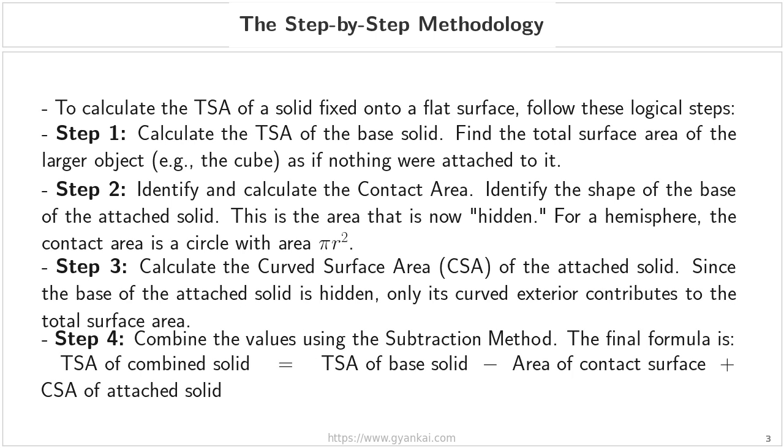Finally, in step 4, we bring everything together using what we call the subtraction method. This is the formula you'll want to memorize. To find the total surface area of the combined solid, you take the total surface area of the base solid, subtract the area of the contact surface, and then add the curved surface area of the attached solid. In the next slide, we are going to put this exact formula into practice using a real-world example of a decorative paperweight.